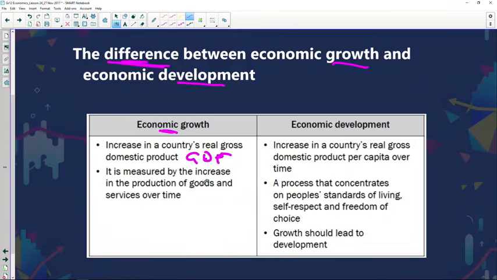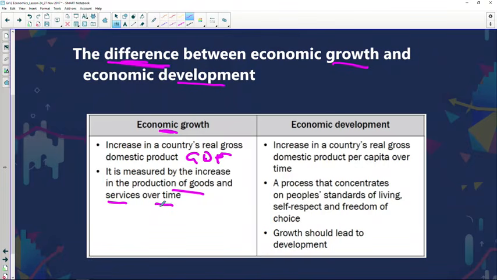So it is measured by the increase in production of goods and services over time. So it is calculated over a specific period of time, and it focuses on the production of goods and services. So when there's an increase in production, that means that there is more economic activity happening in the country, which then results in the increase in the production of goods and services. So this means that the households have more disposable income that they can use in order to purchase their consumer goods and services, which is a good thing.